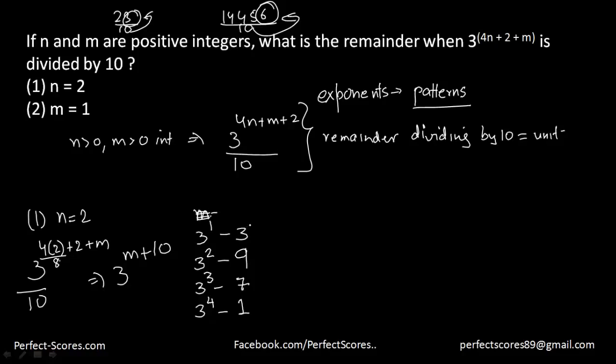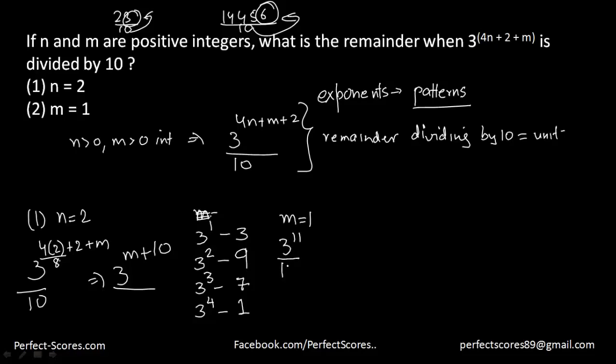Similarly, 3 to the power 5 will have 3 as units digit. 3 to the power 6 will have 9 as units digit. 3 to the power 7 will have 7 as units digit. And 3 to the power 8 will have 1 as units digit. Now let's do one thing. Let's go ahead and plug in. Let me say that the value of m is equal to 1. If the value of m is equal to 1, then this expression over here becomes 3 to the power 11.